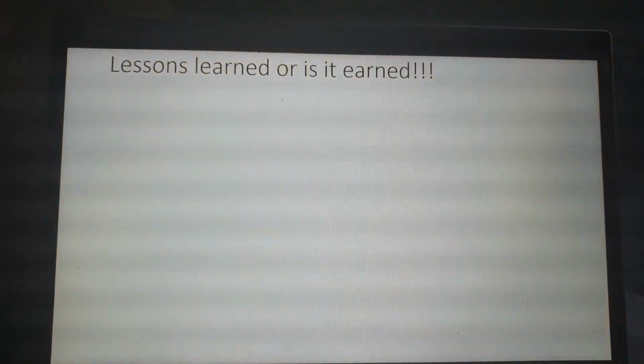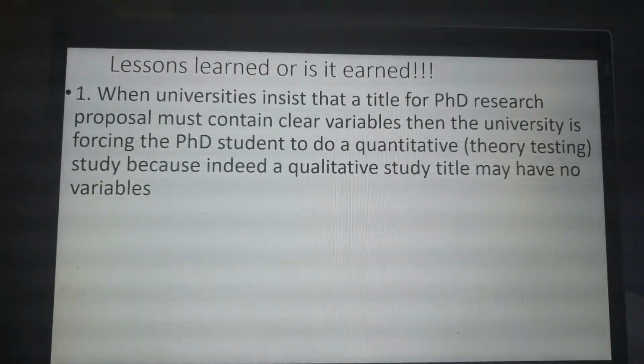Now, what lessons have I learned, or is it earned? 1. When universities insist that a title for a PhD research proposal must contain clear variables, then the university is forcing the PhD student to do a quantitative theory testing study, because indeed qualitative study titles may have no variables.